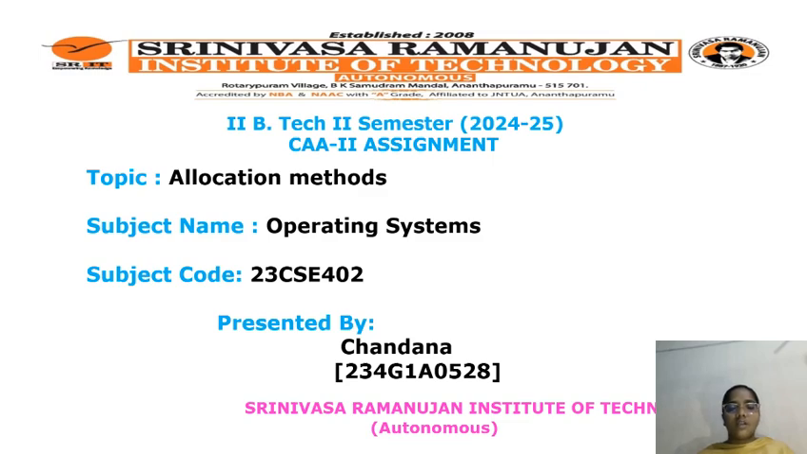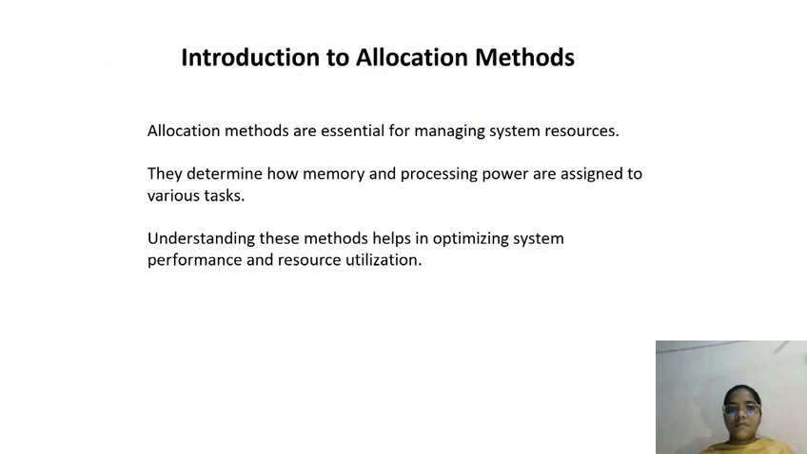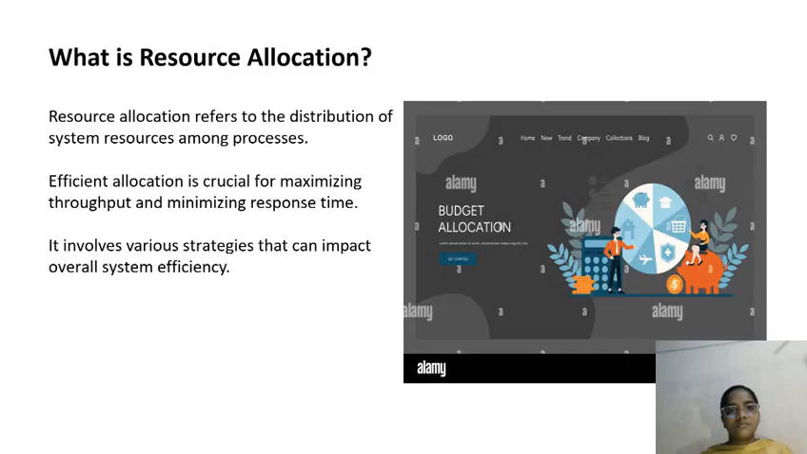Today, I'm going to explain allocation methods from the subject Operating Systems. Let us move into the topic. First of all, I'm going to explain the introduction to allocation methods. Allocation methods are essential for managing system resources. They determine how memory and processing power are assigned to various tasks. Understanding these methods helps in optimizing system performance and resource utilization.